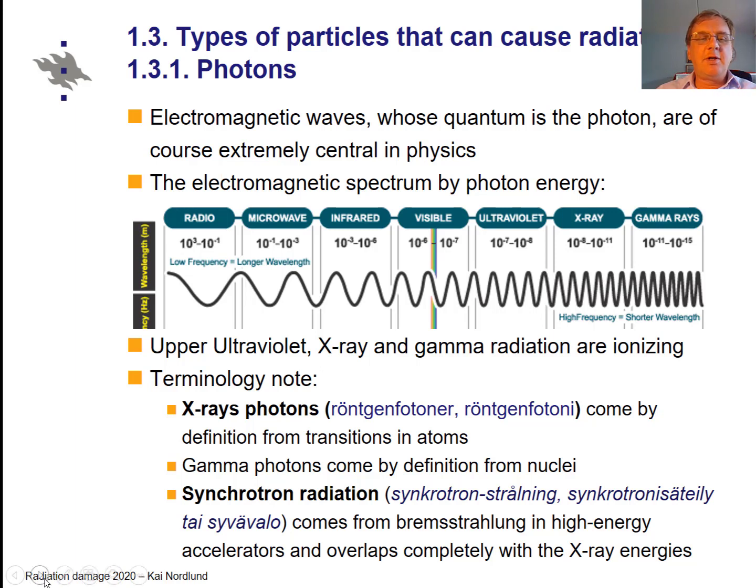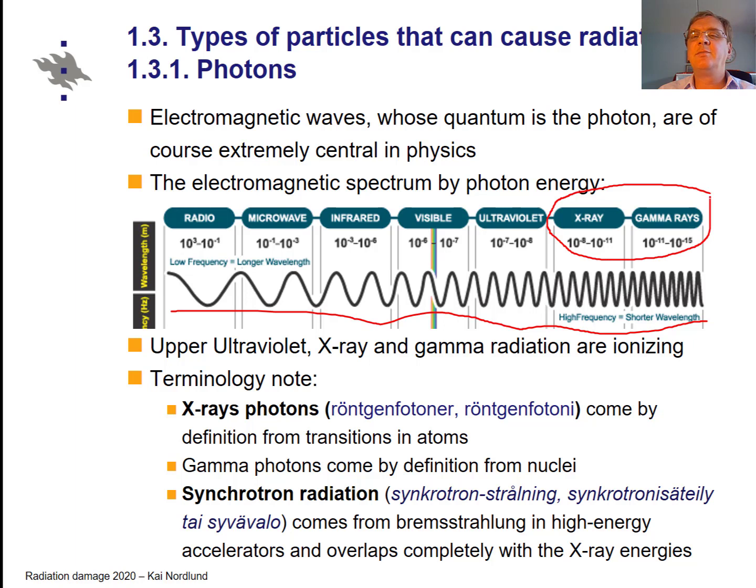The first kind of particles we consider are photons, which are of course a very important part of all of physics. Photons, or electromagnetic radiation, have a very wide range of energies, encompassing something like 20 orders of magnitude in wavelength or frequency. All of these are interesting in physics. But for the purpose of this course, what's most interesting is X-rays and gamma rays, because they are clearly ionizing radiation. And as mentioned earlier, ultraviolet can also be ionizing radiation. So all of these are of interest in this course.